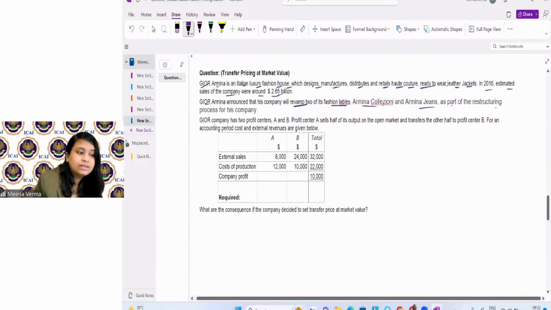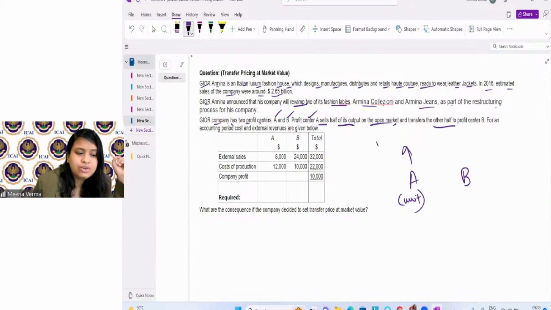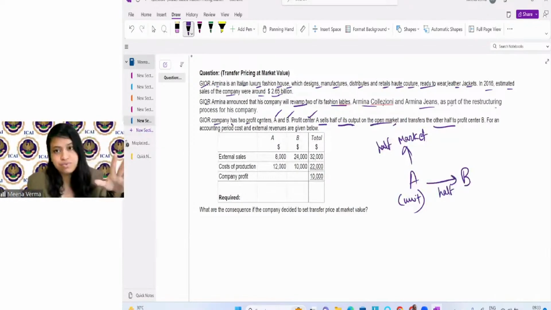And then the company has two profit centers, A and B. Profit center A sells half of its output on the open market and transfers half of the units to B. So A and B are the two divisions. Whatever units they are producing here, they sell half in the market, and half of the units they are transferring to division B.